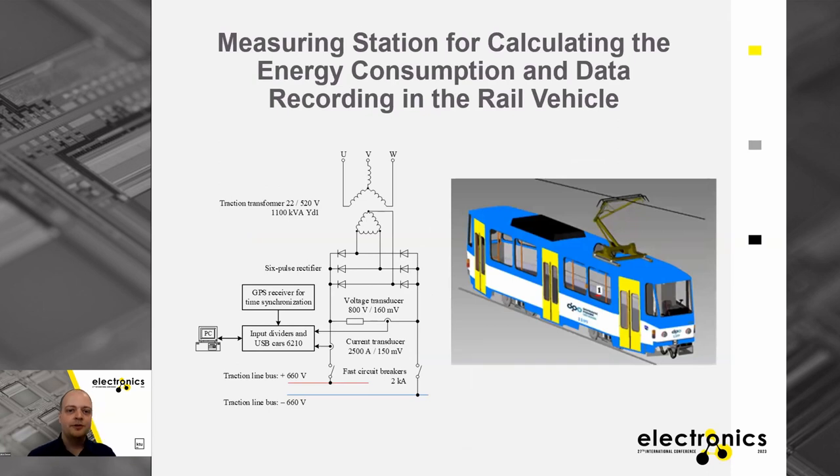To verify the model values, the output currents and voltages from the tram's traction transformer station were measured, as you can see in the left picture. It shows the measuring devices for calculating the energy consumption. On the right picture, you can see the T6A5 tram, which was used for the experimental measuring of the power consumption. The vehicle was controlled manually, as it usually is.